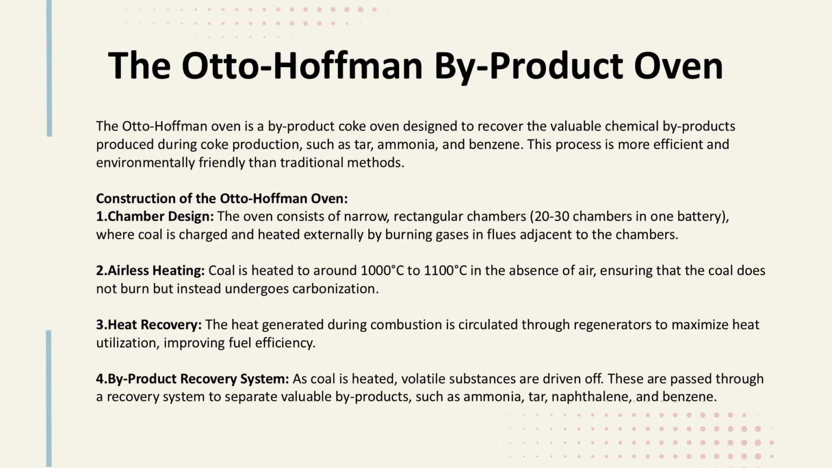Coal is heated to around 1,000 degrees Celsius to 1,100 degrees Celsius in the absence of air, ensuring that the coal does not burn but instead undergoes carbonization. Heat recovery. The heat generated during combustion is circulated through regenerators to maximize heat utilization, improving fuel efficiency. Byproduct recovery system. As coal is heated, volatile substances are driven off. These are passed through a recovery system to separate valuable byproducts, such as ammonia, tar, naphthalene, and benzene.